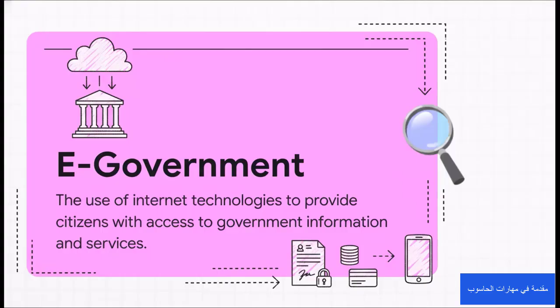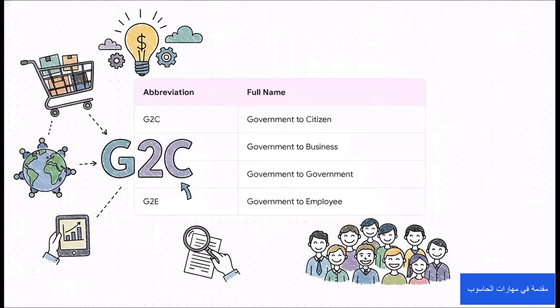This digital revolution is also changing how we interact with our governments. E-government is all about using the internet to make government services and information way more convenient and accessible. I mean, think about paying your taxes online instead of mailing in a form. That's e-government. And just like e-commerce, it has different categories. The one that affects us the most is G2C, or government to citizen.